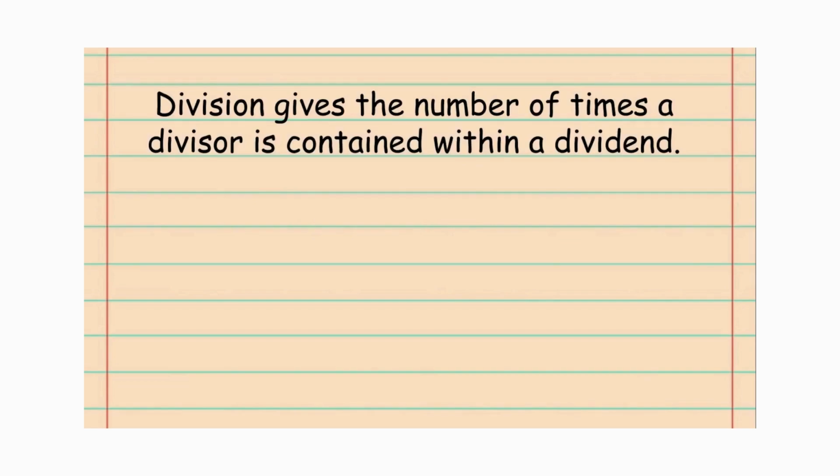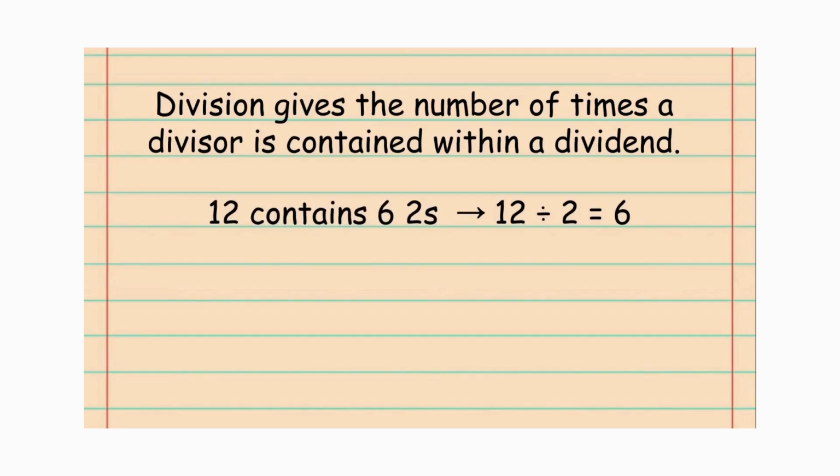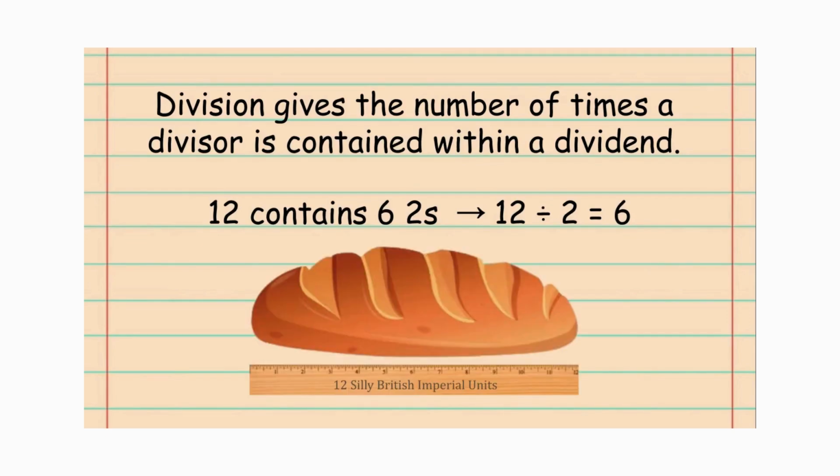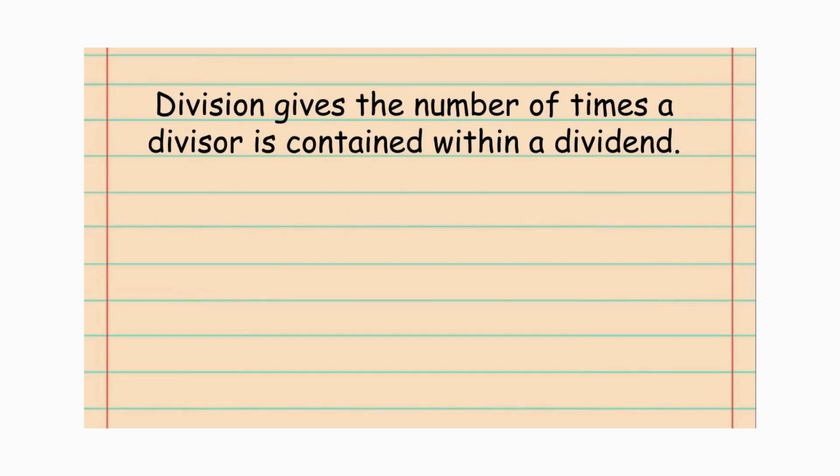But why? Well, what is division? The most basic interpretation is that division computes the number of times a divisor is contained within a dividend. For example, the dividend 12 contains 6 2's, so we'd say 12 divided by 2 is 6. So if I had 1 foot of bread, for example, and cut it into slices of size 2 inches, I would have 6 slices. But how many zeros does 12 contain?